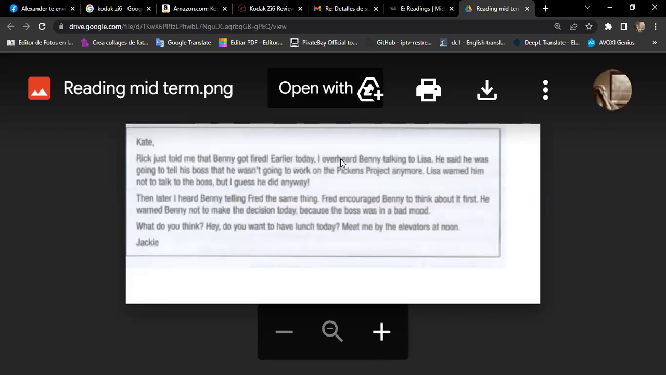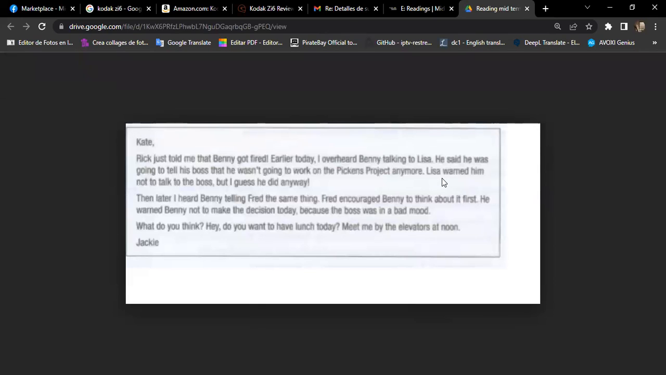Rick told me that Benny got fired. Earlier today, I overheard Benny talking to Lisa. He said he was going to tell his boss that he wasn't going to work on the Pickens project anymore. Lisa warned him not to talk to the boss, but I guess he did anyway. Then later, I heard Benny telling Fred the same thing. Fred encouraged Benny to think about it first. He warned Benny not to make the decision today because the boss was in a bad mood. What do you think? Hey, do you want to have lunch today? Meet me by the elevators at noon. Jackie.